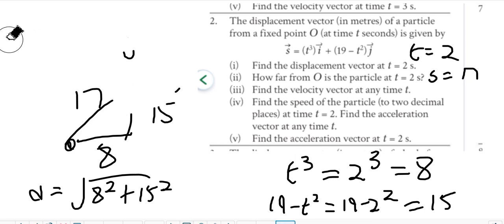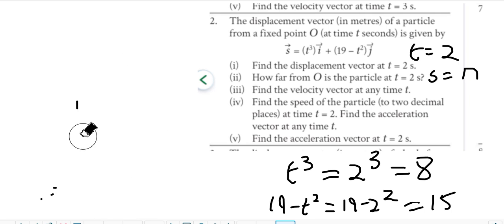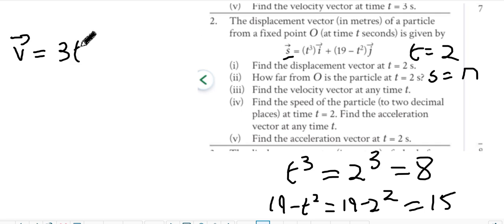The velocity vector. Well, this is very similar to what we did before, isn't it? If your initial equation is distance or displacement, your first derivative should be velocity. So what do you think? Differentiate, and what do we get? It's question 2, isn't it? Yeah. So 3t squared i, differentiate t squared, and then differentiate the other one. Minus 2t j, and that tells you your velocity at any given point.